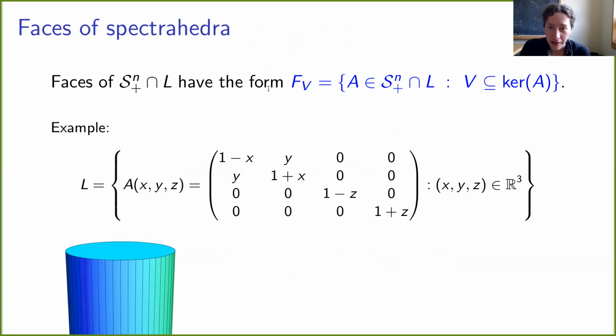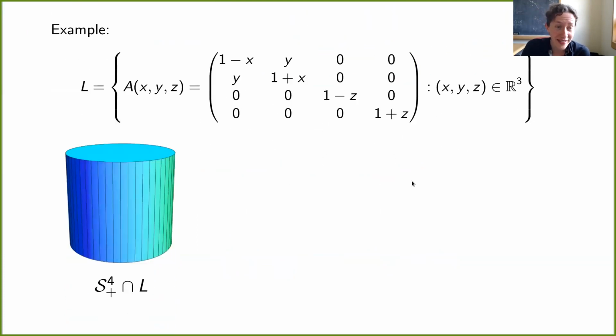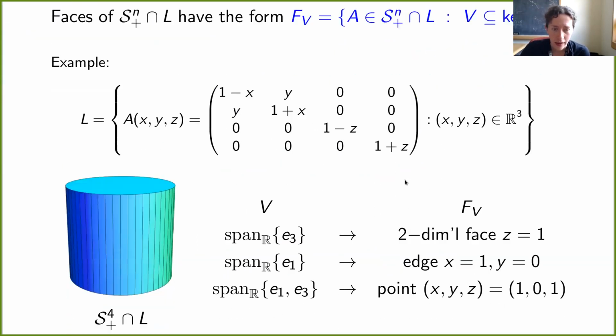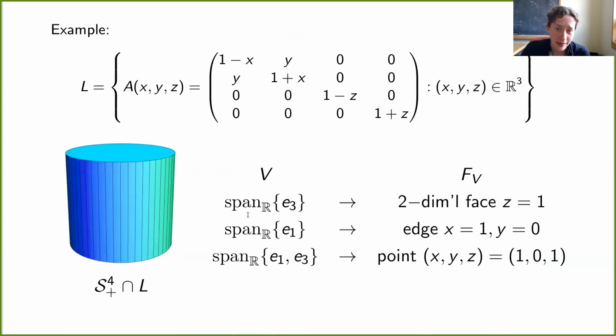And then the faces of spectrahedra are also characterized by kernels of matrices. So for example, for the cylinder, if we looked at all of the matrices with the vector E3 in the kernel, so all of the PSD matrices of this form with E3 in the kernel, that basically means this entry needs to be 0. So then we get a 2-dimensional face, namely the top of the cylinder, given by Z equals 1.